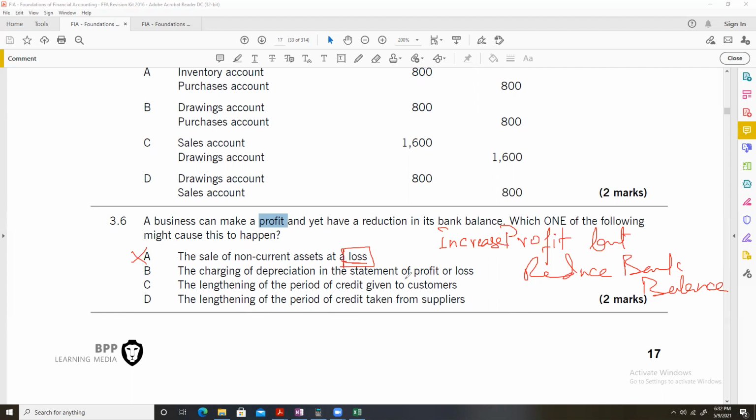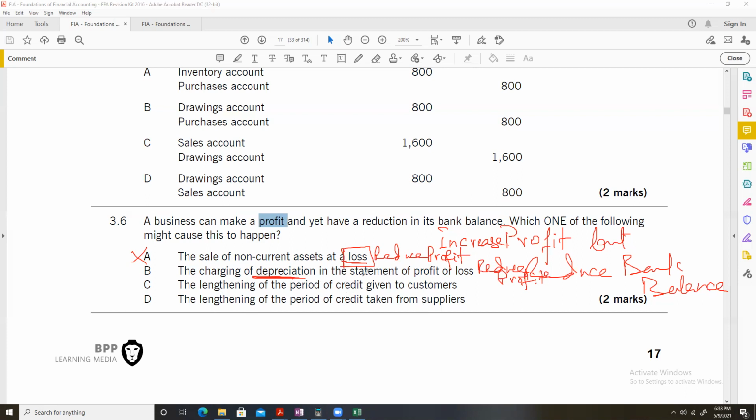Charging of depreciation in the statement of profit or loss. Depreciation is an expense, and expenses reduce profits. Statement B will also reduce profit.